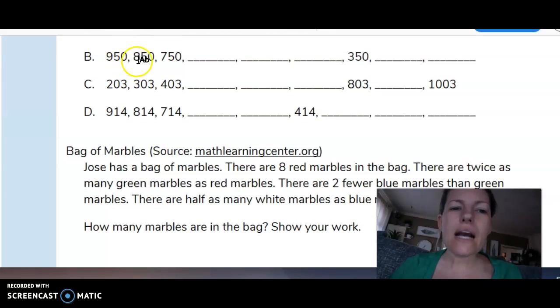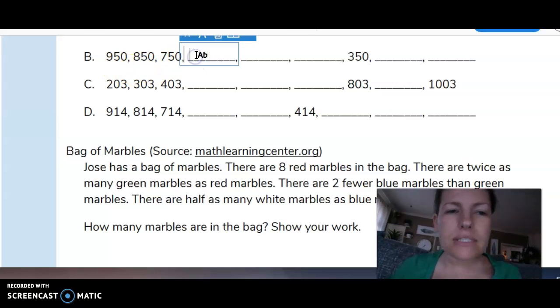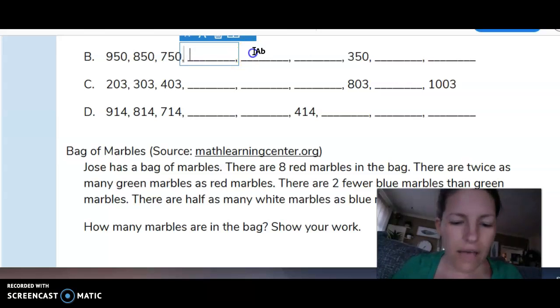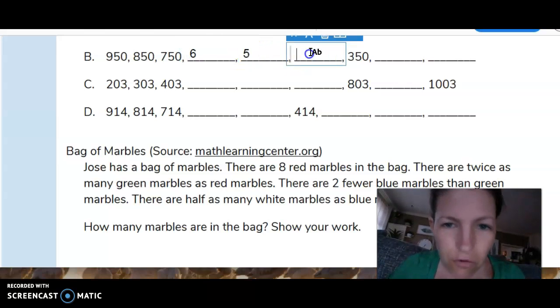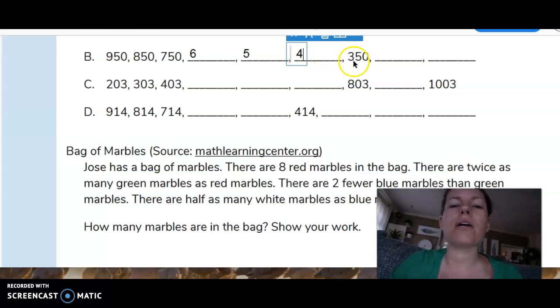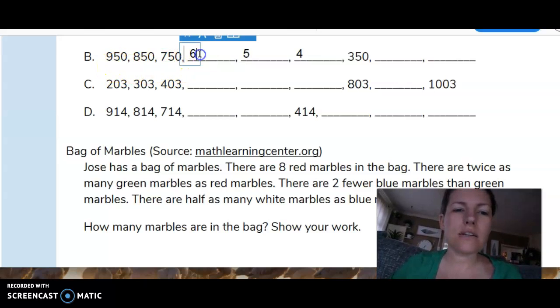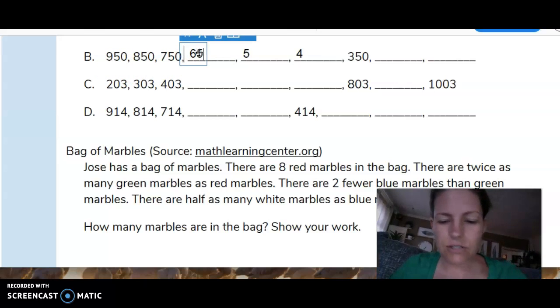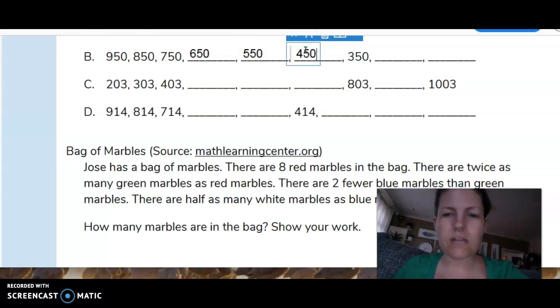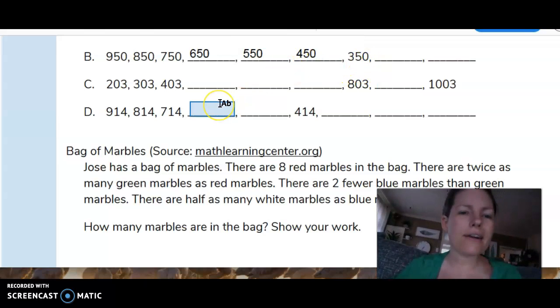950, 850, 750. Look at the hundreds place. We start out with 900s, then we end up with 800s. Then we end up with 700s. Now we're going to have 600s. Then we'll have 500s. Then we'll have 400s. See how it's getting lower by 100 every time? 300s. So we've got 950, 850, 750, 650, 550, 450, and you're going to continue on with the pattern.